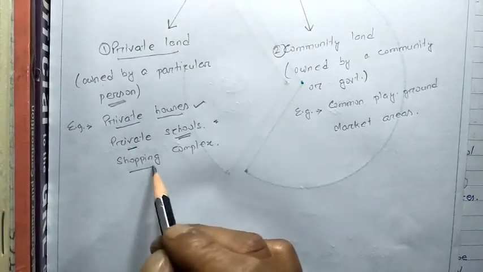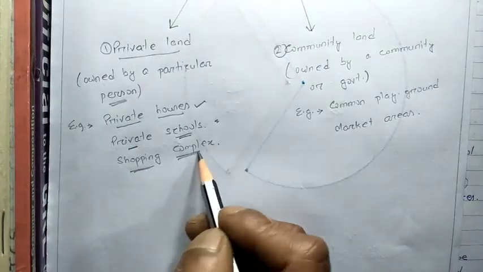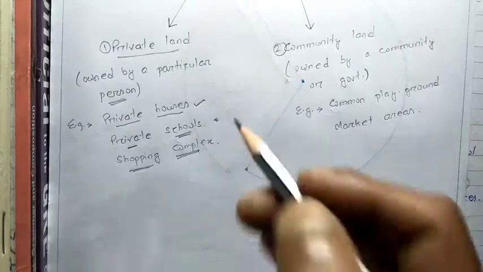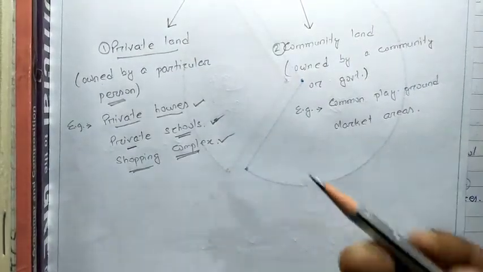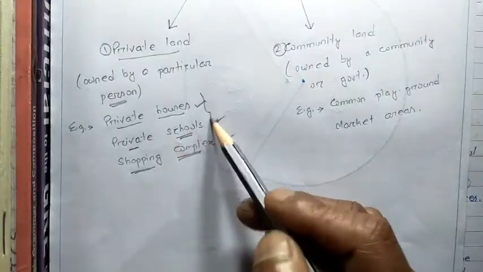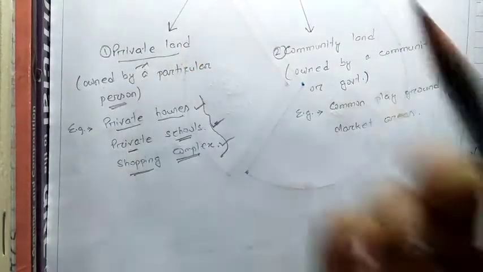Even we can say the shopping complexes that are there in the different big towns, those buildings or the land is also generally owned by a particular person. So these all are examples of private land.